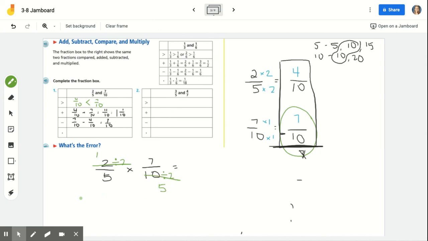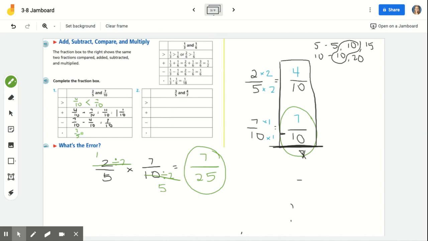Any other simplifying we can do? Nope. 7 and 1 are my last two numerators. 7 and 1 don't share any common factors other than 1 with 5 and 5. So last step is multiply across. 1 times 7 will give you your numerator. 5 times 5 will give you your new denominator. Go ahead and solve. Did you get 7/25? Great. Is that answer in good form? It is. So now I'm going to write that out into our books.